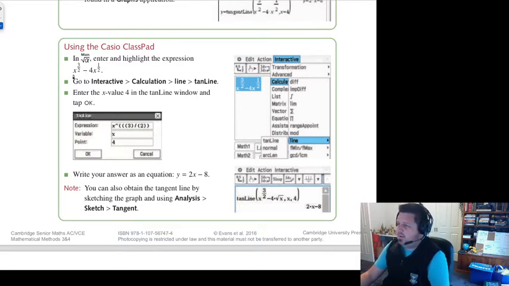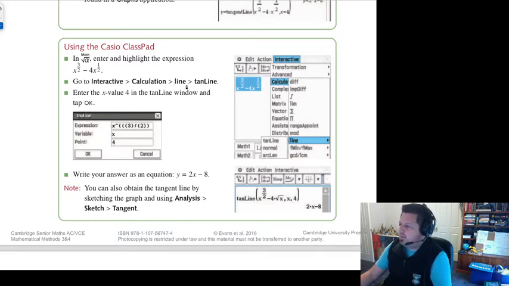So what it says here is go into the main section, and if you've typed that into the calculator, you could highlight it and copy and paste it. Then go to interactive calculation. You go to line, and in there is tan line, which I'm assuming is for the tangent. It looks like there's also normal in there, which could be useful as well.